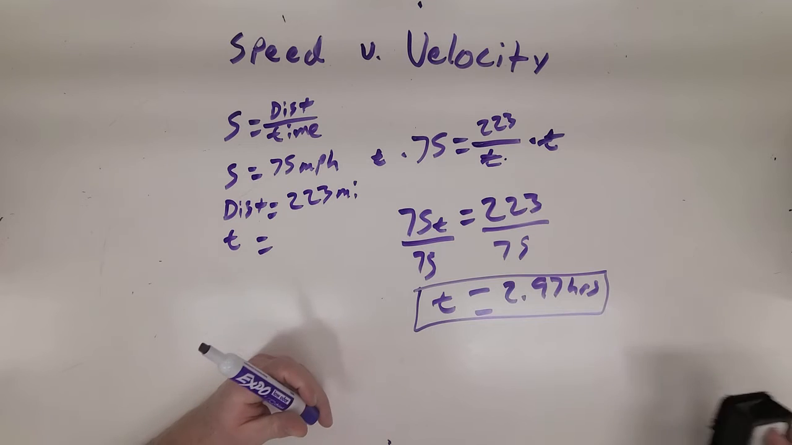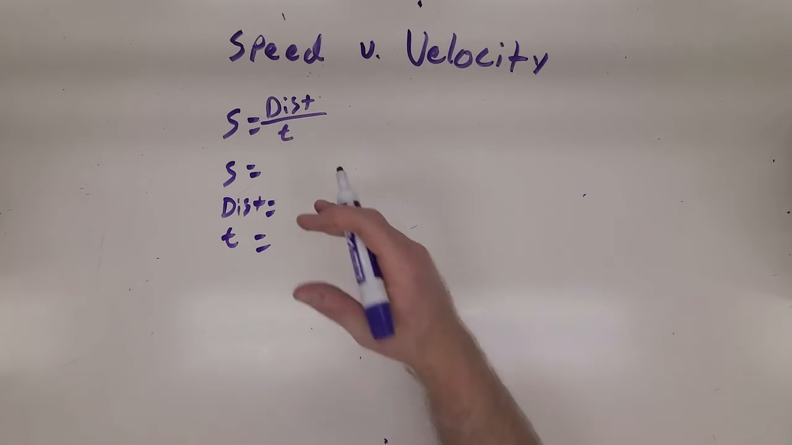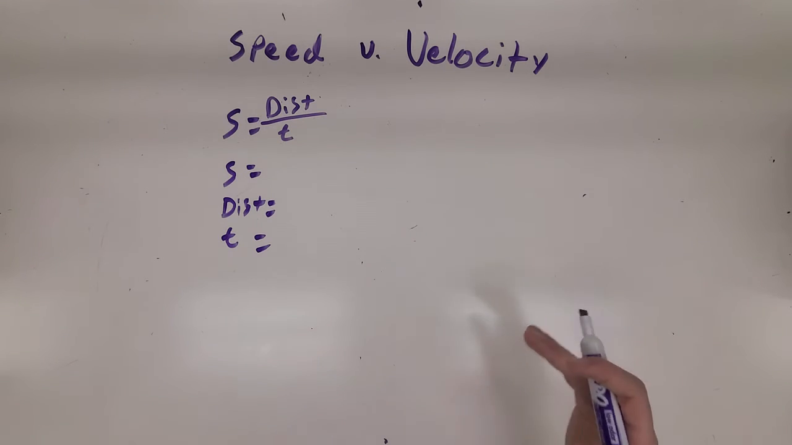Let's go ahead and do one more problem. Third example, we're going to do one more quick example. I want to do an example where the speed is different from the velocity so we can see an example of what that looks like.